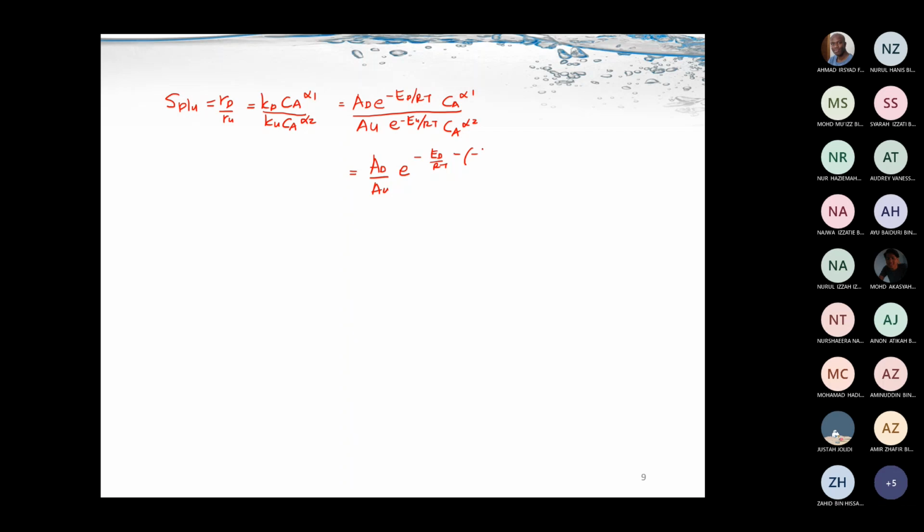Okay, so this one can be simplified as A_D over A_U exponent to the power of minus E_D over RT minus minus E_U over RT, sebab kita dah bawa ni atas. Okay, sebab dia per, so jadi minus lah. Okay, times with the C_A^(alpha1 minus alpha2). Okay, so just simplify it as A_D over A_U, e to the power of E_D minus E_U over RT. Okay, we have C_A^(alpha1 minus alpha2). Okay, so this one will be temperature dependent.